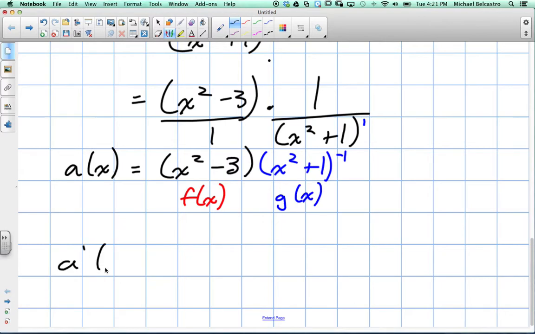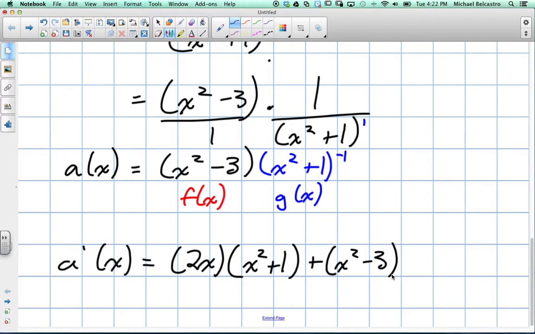if we want to find a prime x, we know we'll have to find the derivative of the first one, which f prime x we already know is 2x. And we keep the original of the second, so x squared plus 1. The only thing that changes here is when we find g prime x, because we have a chain rule here. So originally we keep the original f at x, or minus 3. Does this make sense? Mm-hmm.